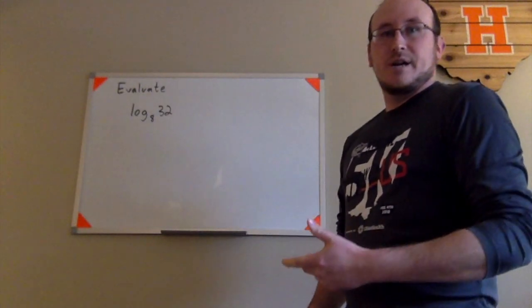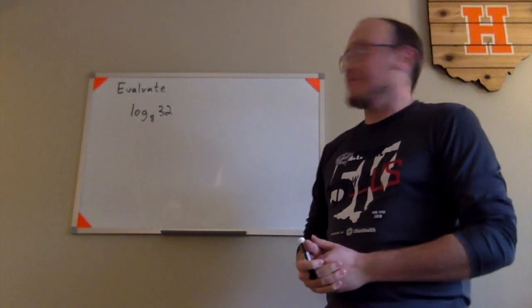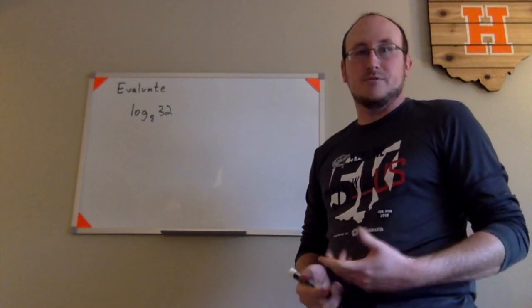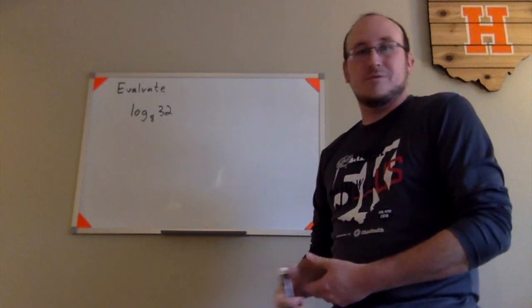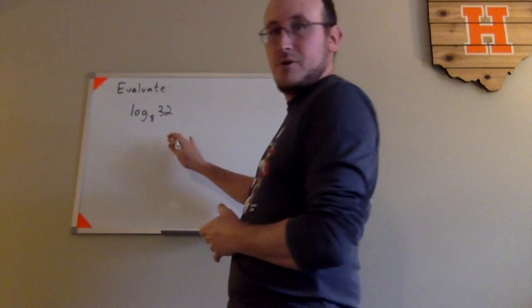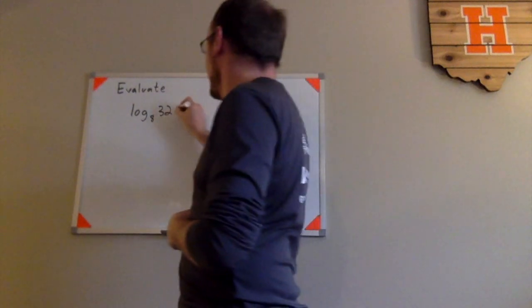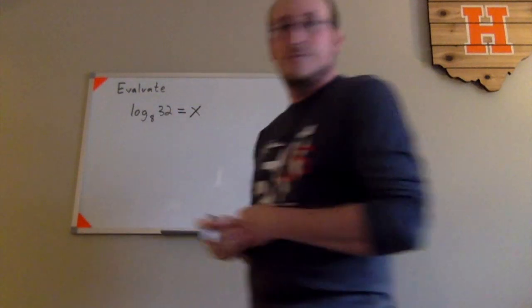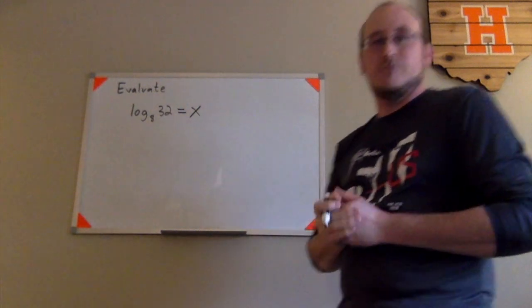In this example, we're going to look at how to evaluate this logarithm. Here we have log base 8 of 32. We want to know what that's equal to. Evaluate means tell us what this is equal to. So we don't know what it's equal to at the moment, so I'm going to go ahead and just say equals x. We're trying to figure that out, and we'll try to solve this for x.